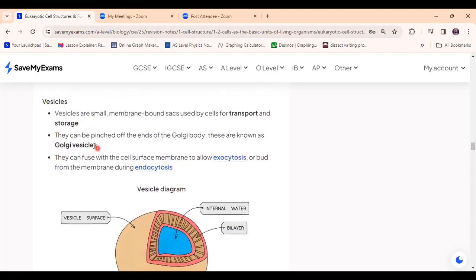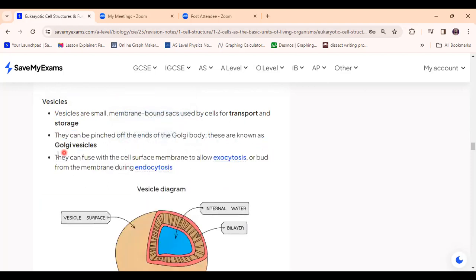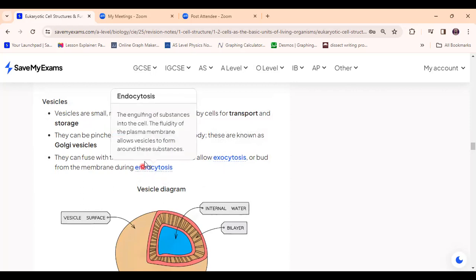Now you've got vesicles. Vesicles are essentially small membrane-bound sacs used by cells for transport and storage, and they can be pinched off by the end of the Golgi body, and these are known as Golgi vesicles. And they can fuse with the cell membrane to allow exocytosis or form the membrane during endocytosis. So exo means the exit of substances, the outward bulk transport of materials through the cell surface membrane, and endo means inside. So it's the engulfing of substances into the cell.